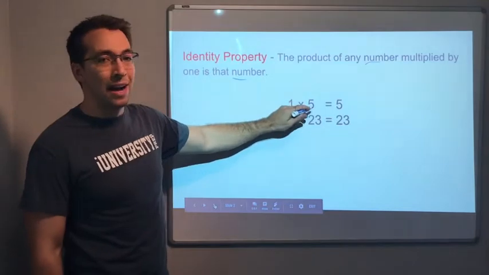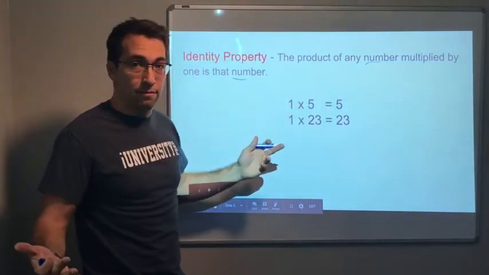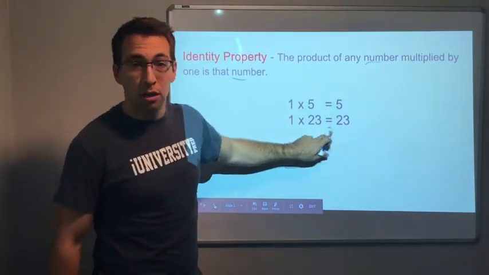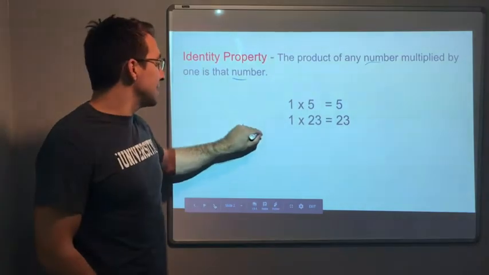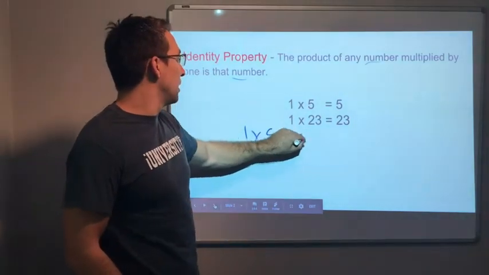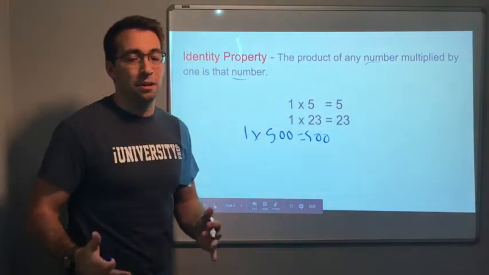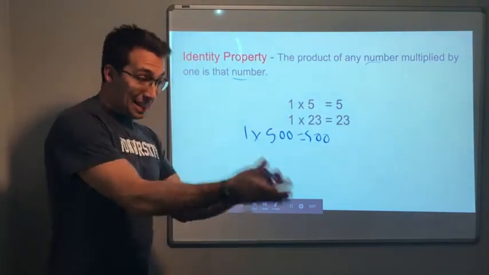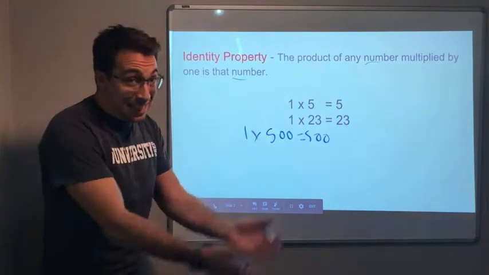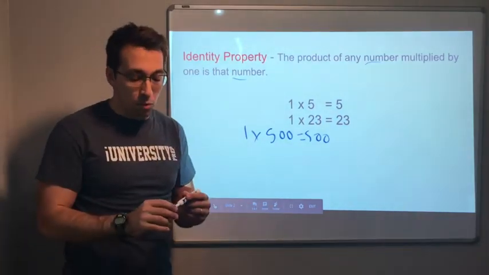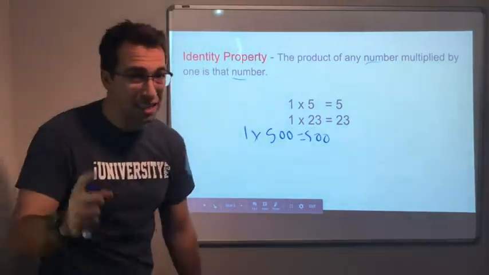1 times 5 is 5. 1 times 23 is 23. 1 times 500 is 500. So the identity property says the identity of that number remains the same when you multiply it by 1. Okay, so the identity property.